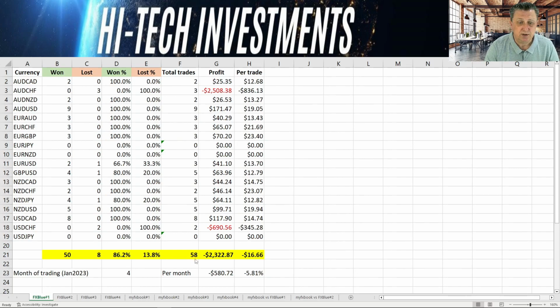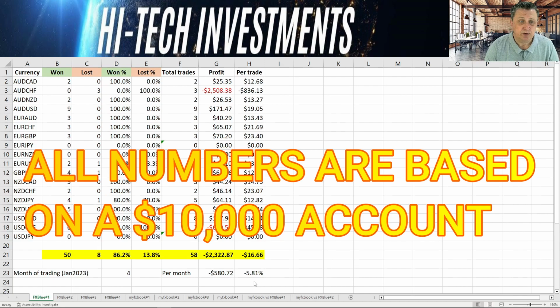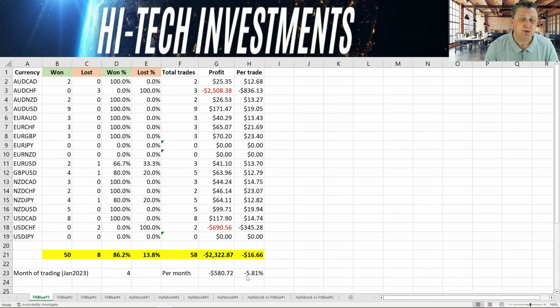Total trades is 58. Then we have a look at the profit over that period of time. We have lost $2,322, and per trade that is down to just over $16. Monthly, as we can see, we are losing $580 on average if we continue to do it like this. And again, we are losing about 5.8% on the trade. So definitely they are not looking very good, but that is where you have to look behind the numbers themselves.